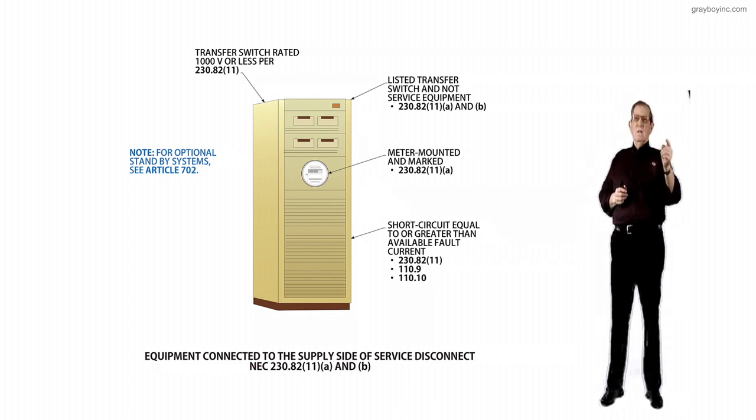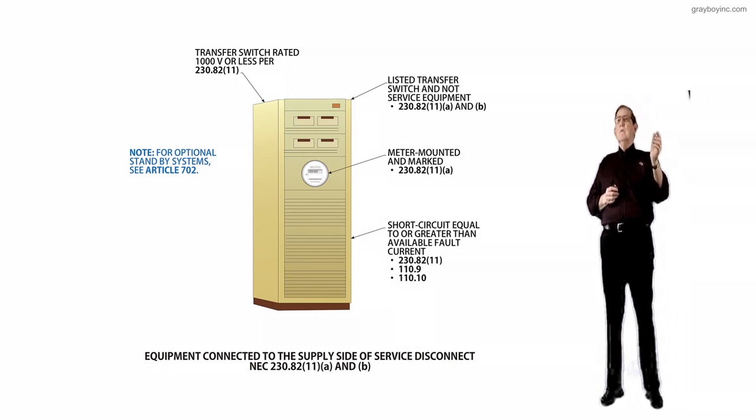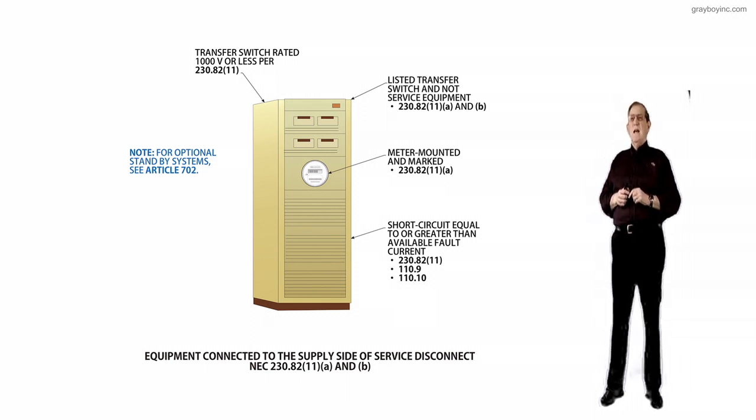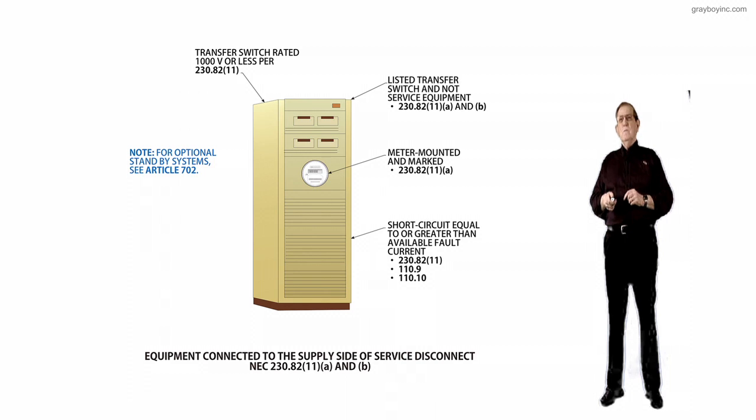If you had an emergency generator, you bring it on in 10 cycles. The generator has to be able to bring on the emergency loads and so forth. So review that very carefully. And so the bottom line here is that this equipment is connected to the supply side of the service disconnecting means in accordance with 230.82 11 A and B. So review those very carefully.